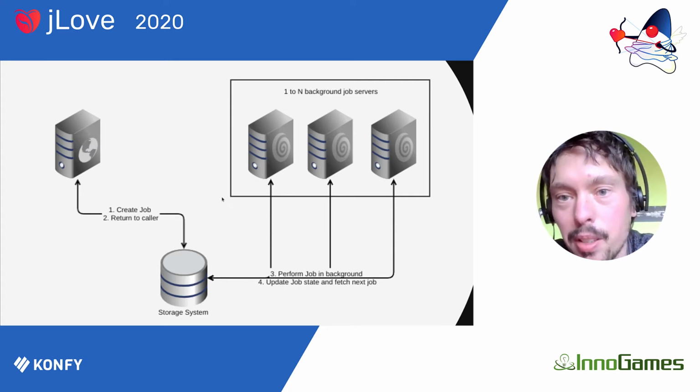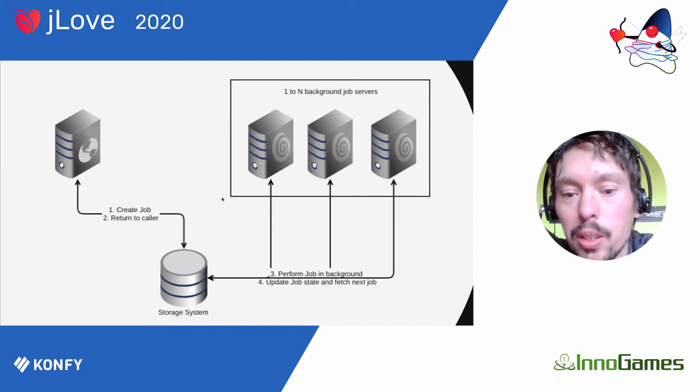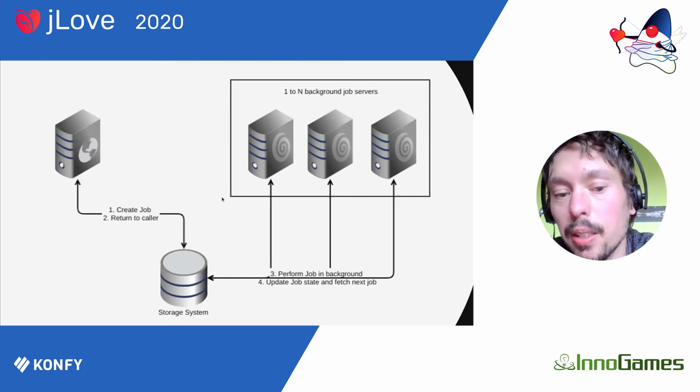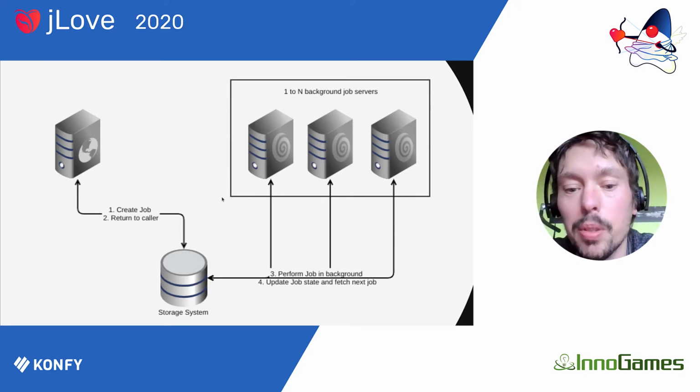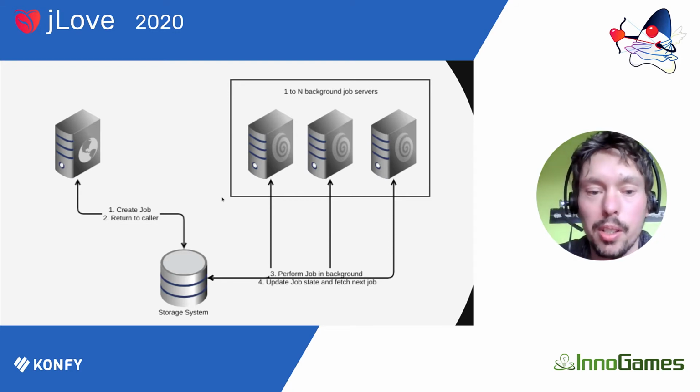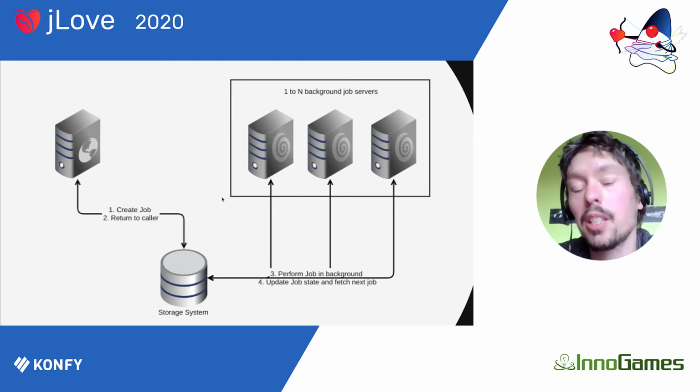And then what happens, there are 1 to n background job servers which look into the storage systems if there are new jobs to perform. They take them using optimistic locking, and then they start performing the job. And when all is well, or if it's bad, the job state is updated again in the storage system and rescheduled if it's failed, for example.